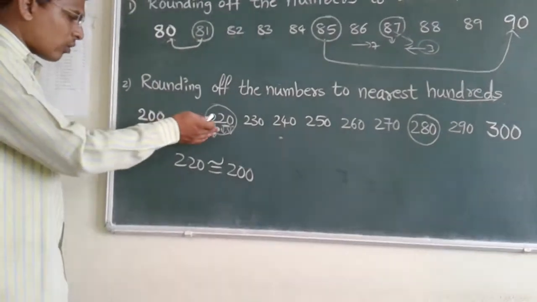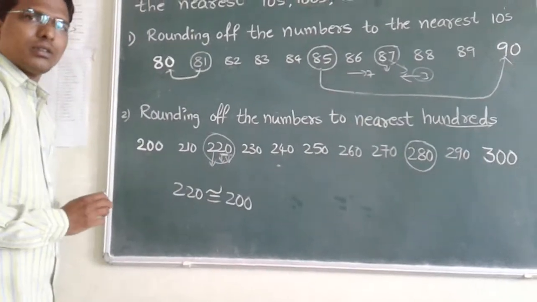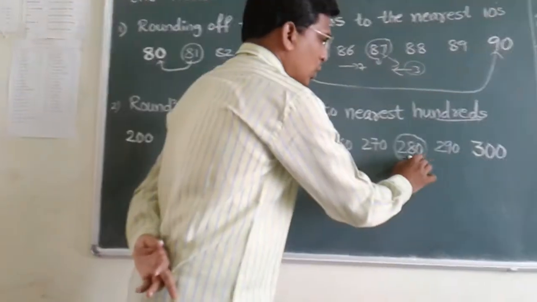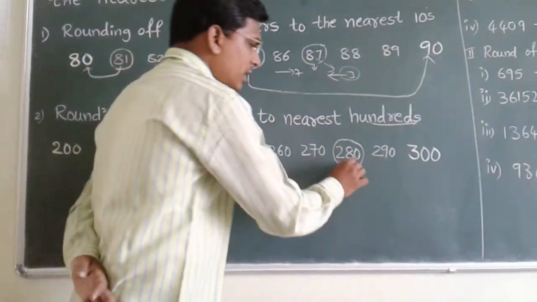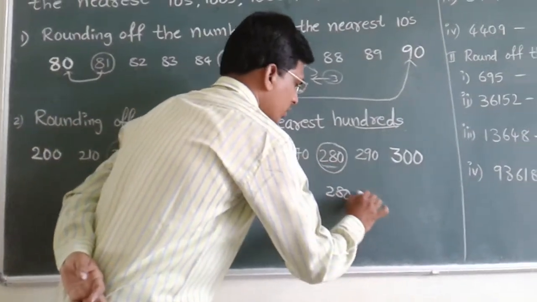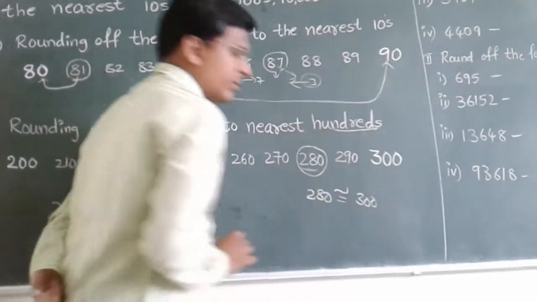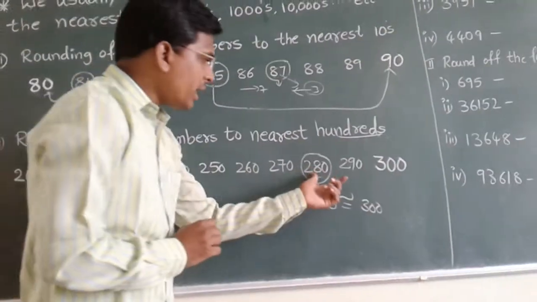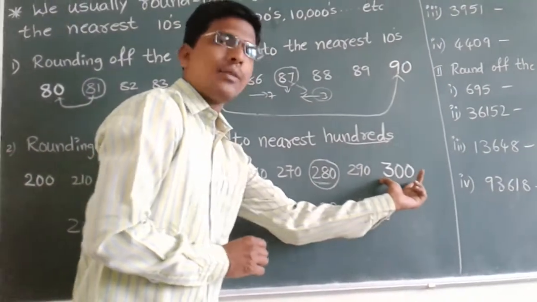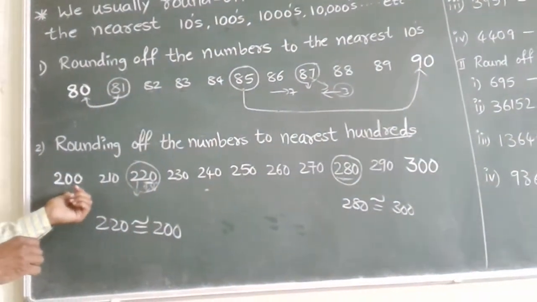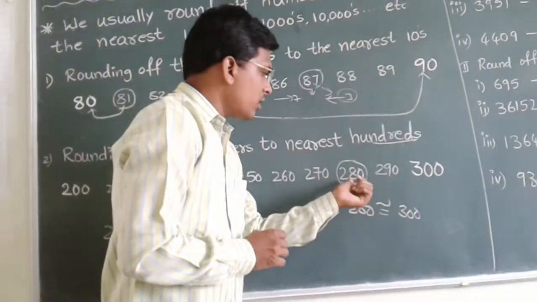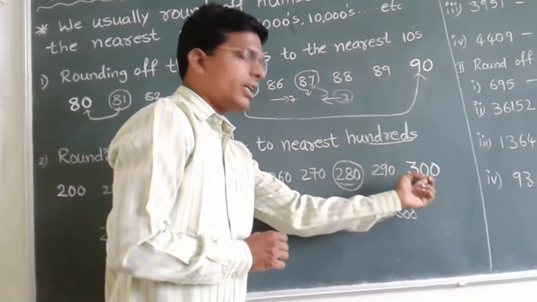So that's why we can round off it to 200. Okay. Next, 280. See, 280, if you round it off, to 300. Why? Because 280 is much nearer to 300 than to 200. So that's why we can round it off to 300.